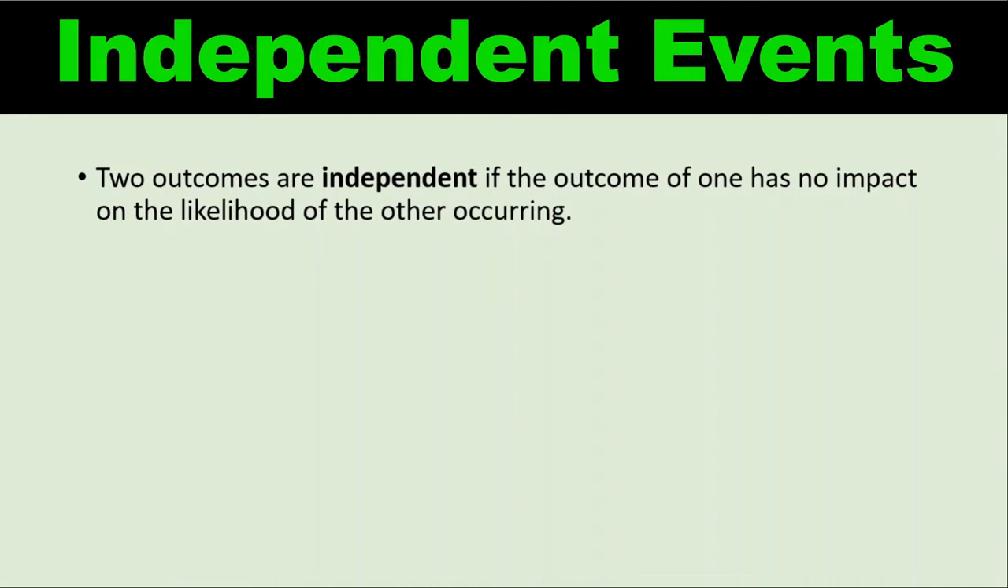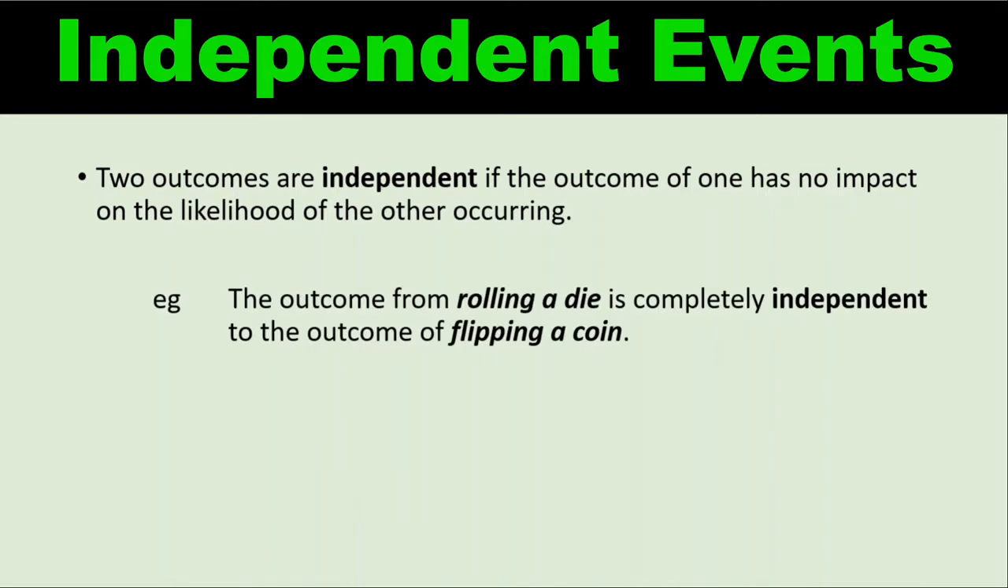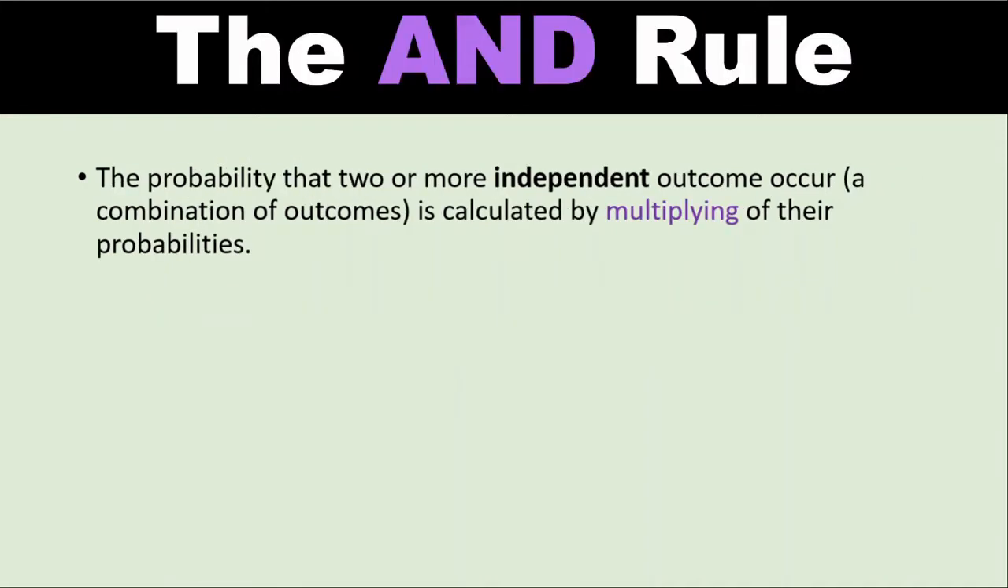Also for this lesson, you're going to need to remember what it means to define two events as being independent. Two events are independent if the outcome of one has no impact on the likelihood of the other's outcome. For example, if I roll a die, the outcome of that die will not affect the outcome of me then flipping a coin. Those two events would be considered completely independent. If events are independent, we can use the AND rule.